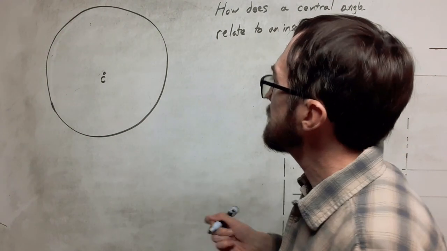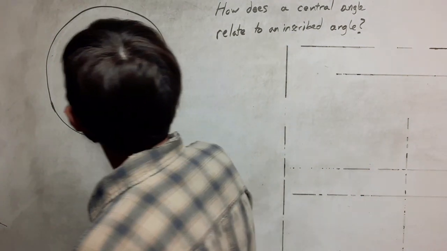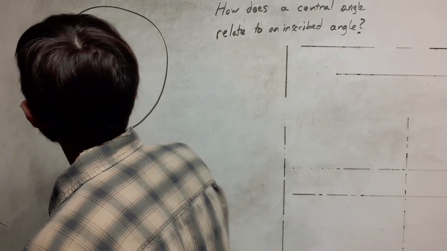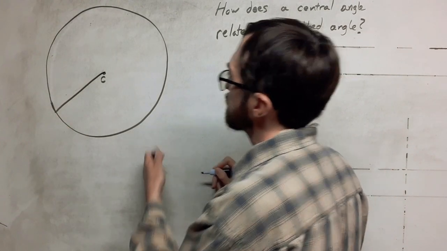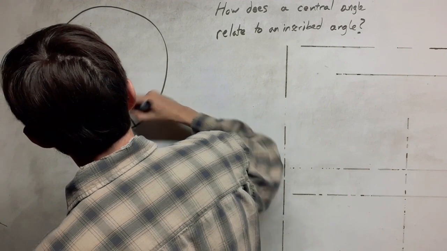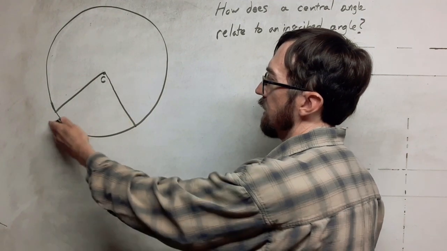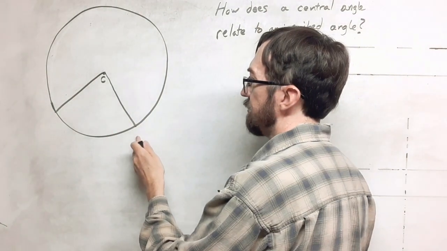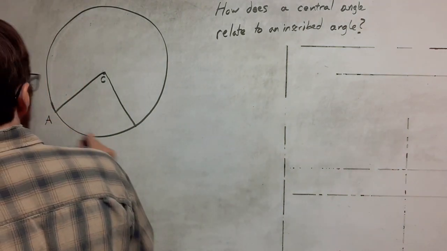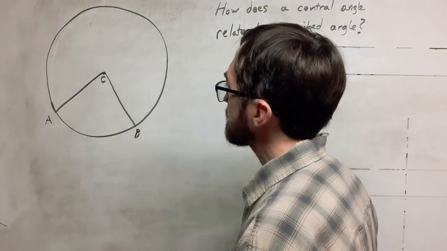The first part is the central angle. The central angle is an angle that starts at the center of the circle and its rays pass out to the circumference. So this was point C. It was the center of the circle. I'm going to assign some points here. So let's just call these A and B.